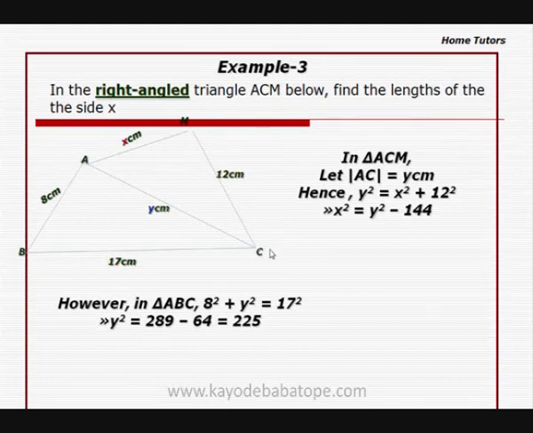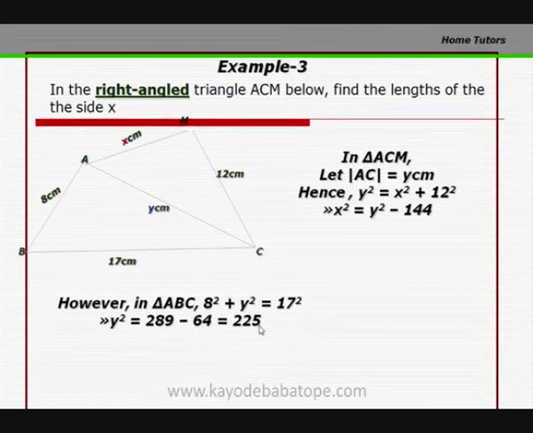And according to Pythagoras, the square of the hypotenuse, that is 17 squared, must be equal to the sum of the squares of the other two sides. That is, 8 squared plus y squared must be equal to 17 squared. So, if we make y squared the subject of the formula at this point, we will have y squared equal to 17 squared minus 8 squared. That can be simplified to give y squared equals, 17 squared is 289 and 8 squared is 64. By the time we find the difference, we will get y squared equals 225.